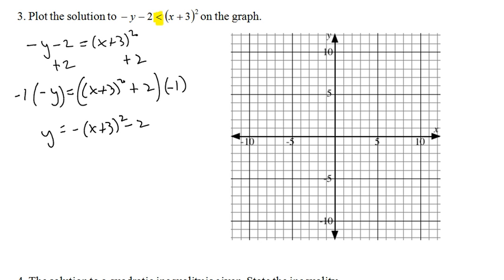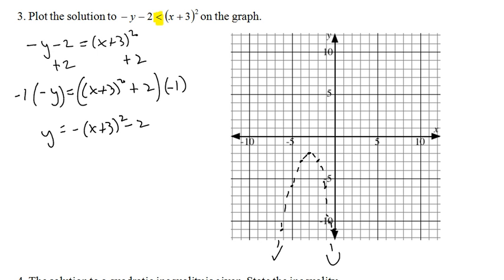Okay, so that's where our boundary line is going to be. And the vertex on that is going to be at (-3, -2), and then we've got a normal shape opening down. So over 1, down 1, over 2, down 4, over 3, down 9. So that's going to get us down to -11. There we go. So there's my boundary between the true part and the false part.